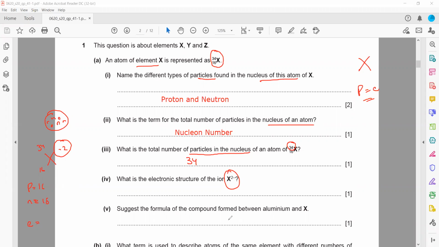What is the configuration for arranging 18 electrons? The first shell will have 2, the second shell a maximum of 8, and the third shell also 8. So the answer will be 2, 8 and 8.